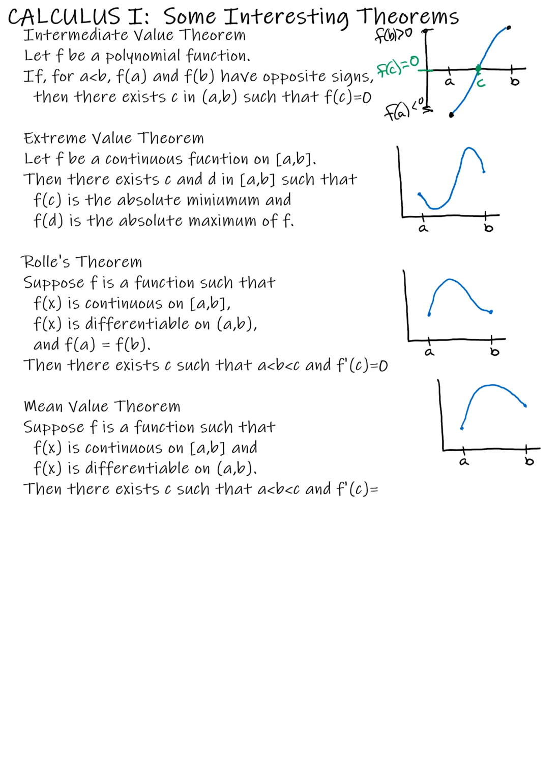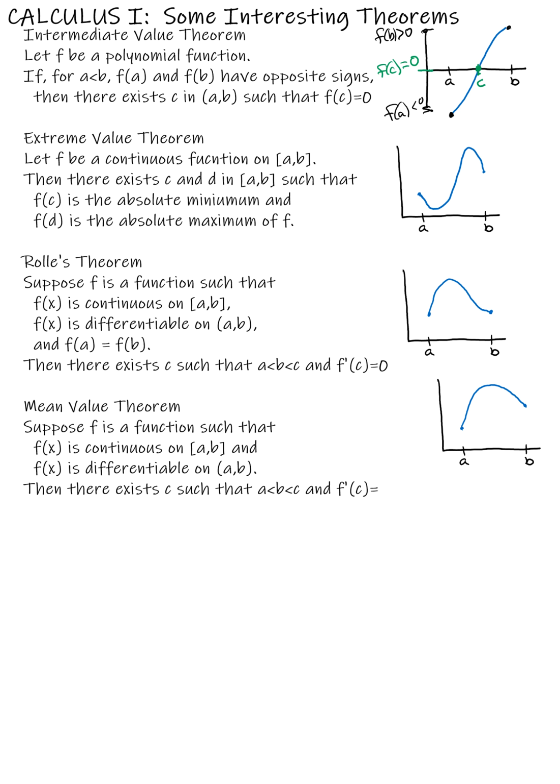Let's now take a look at the extreme value theorem. Let's start by letting f be a continuous function on the closed interval ab. Then there must exist a c and a d in the interval ab such that f of c is the absolute minimum and f of d is the absolute maximum of f. So here we have a continuous function that is defined on the closed interval from a to b.